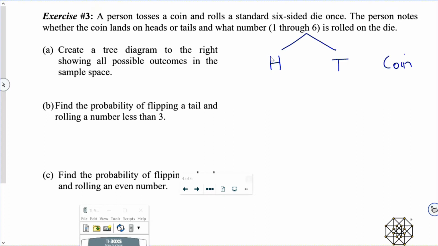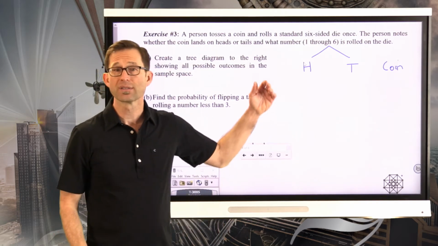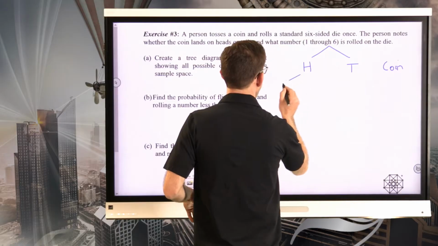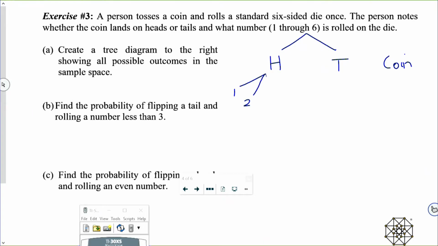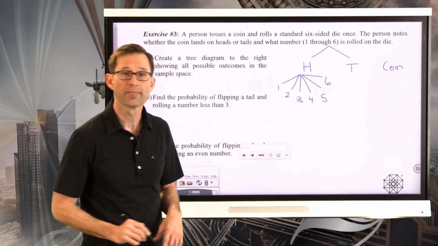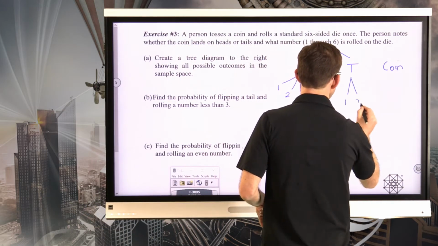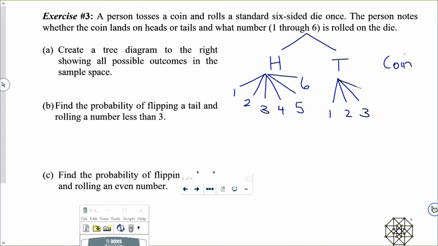So that's my coin. Now, if I tossed a head on my coin, then of course, I could have a 1, a 2, a 3, a 4, a 5, or a 6 on the die. And if I tossed a tail, I could have a 1, a 2, a 3, a 4, a 5, and a 6 on the die.